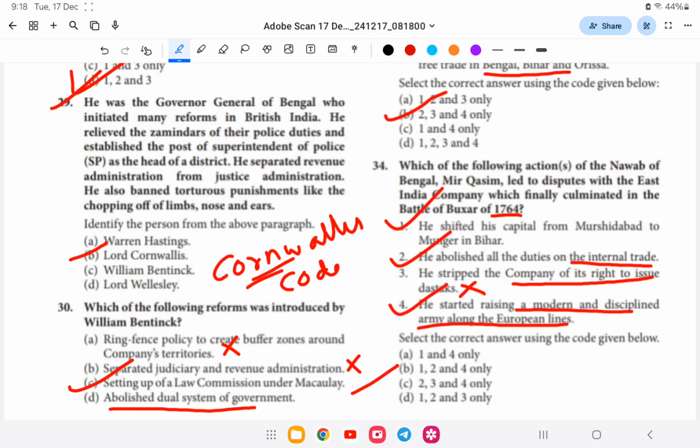So 1, 2 and 4 are correct. So the answer is option number B, that is, 1, 2 and 4 are correct.